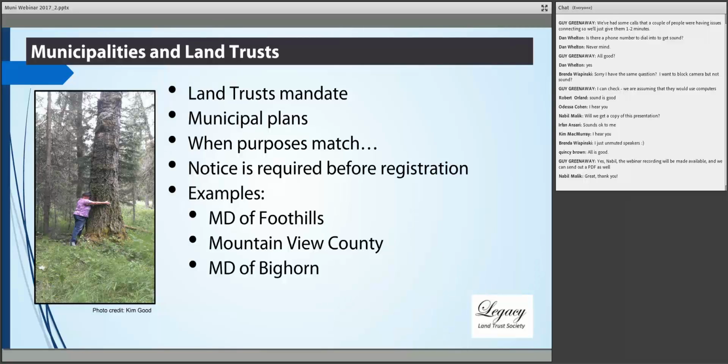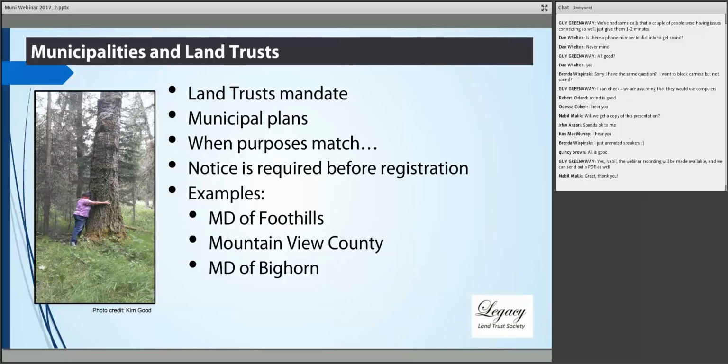So I've given 3 examples here. The MD of Foothills was instrumental in starting the Foothills Land Trust that works in their municipality. Mountain View County was instrumental in starting Legacy Land Trust. The MD of Bighorn has not started a land trust, but they have a policy called the Transfer of Subdivision Density in their small holdings agriculture zone, and if people are to do the subdivision density transfer, then they do need to work with a land trust.